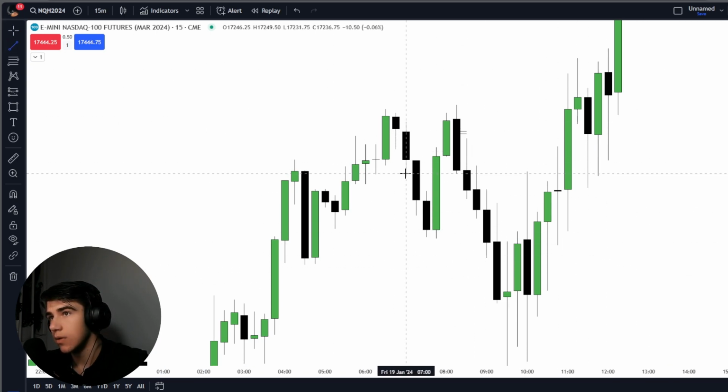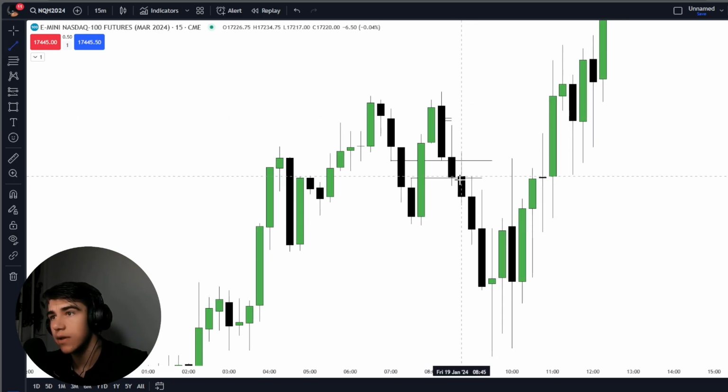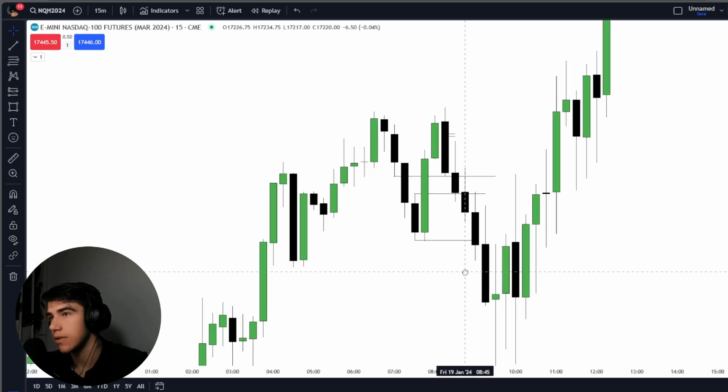And another thing that I look for is violation of PD arrays. So in this case, as soon as we close below this 15-minute BPR, I am very confident that this is where we're going next. Now, this may not seem like a lot, right?